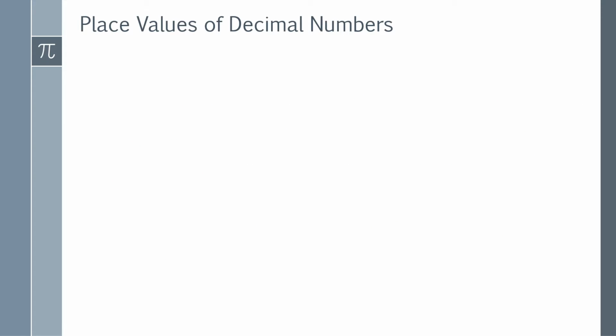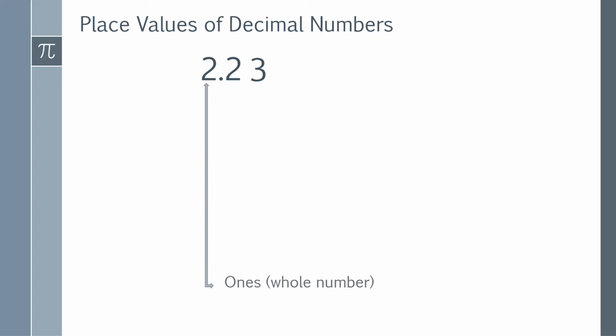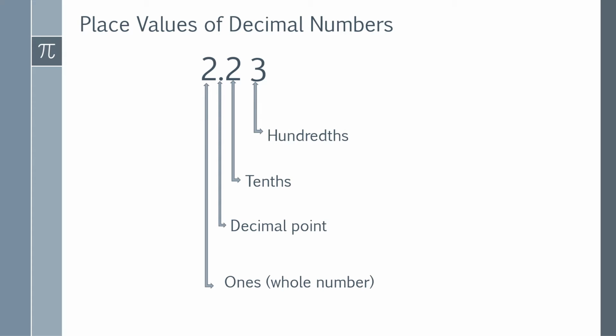Place values of decimal numbers. So this is an example of a decimal number. It is read as 2 and 23 hundredths or 2.23. So this is the ones or the whole number, and this is the decimal point. This is the tenths and the hundredths.